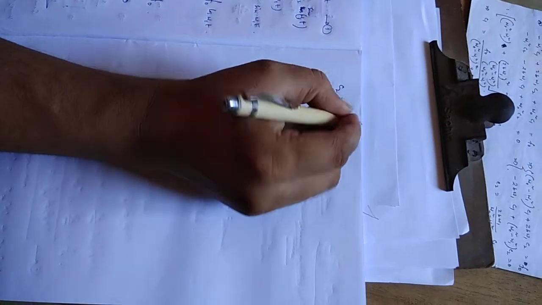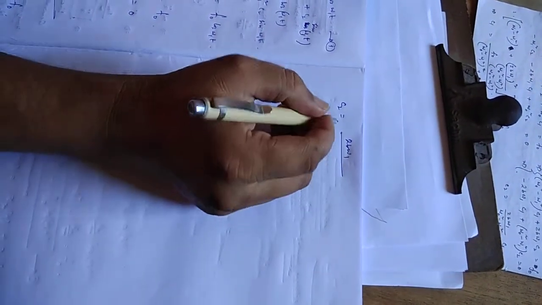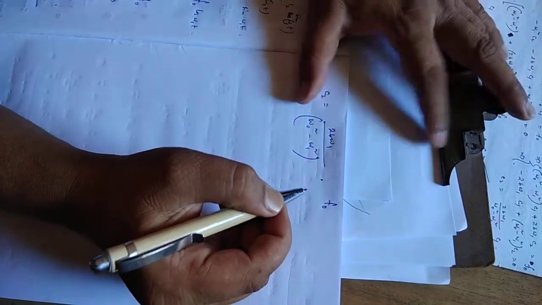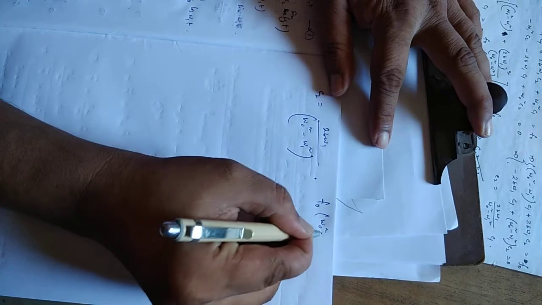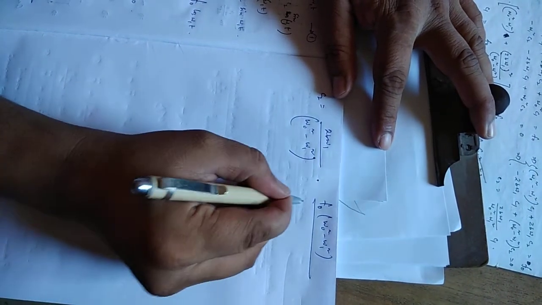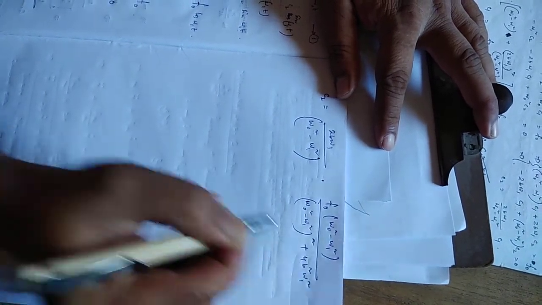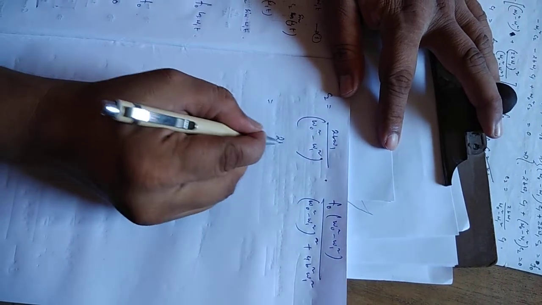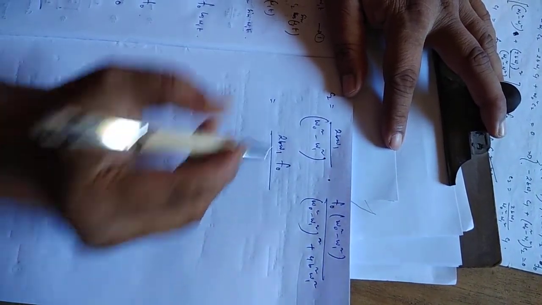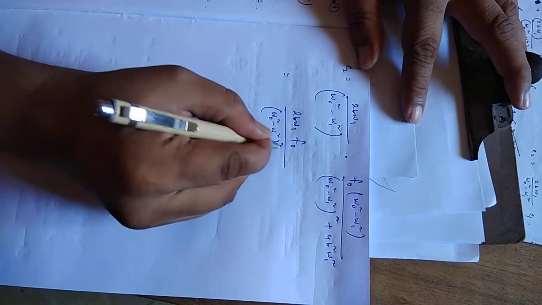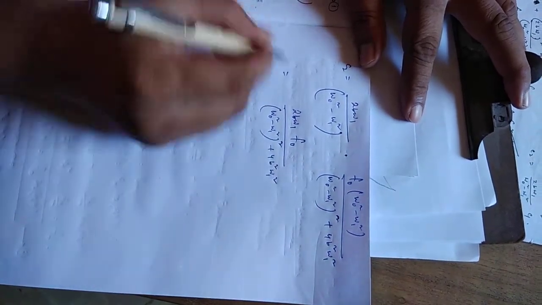From this equation, C2 equal to 2b omega 1 by omega naught square minus omega 1 square into C1. Into C1 is F naught, omega naught square minus omega 1 square by omega naught square minus omega 1 square whole square plus 4b square omega 1 square. That is equal to 2b omega 1 into F naught by omega naught square minus omega 1 square whole square plus 4b square omega 1 square. So this is C2.